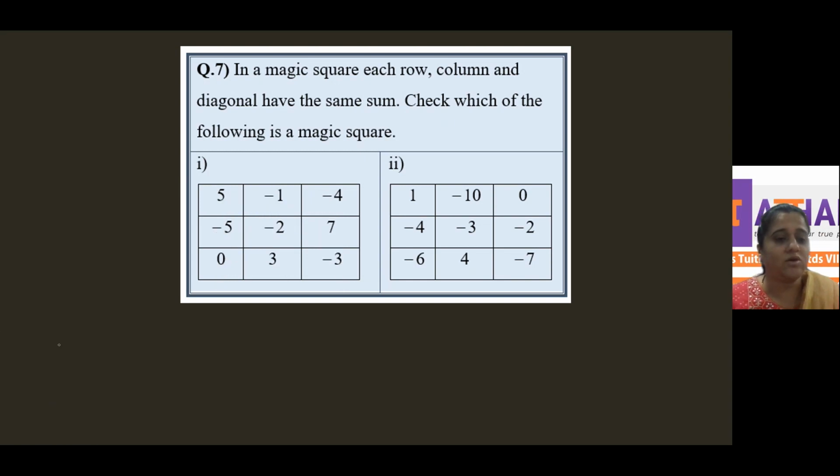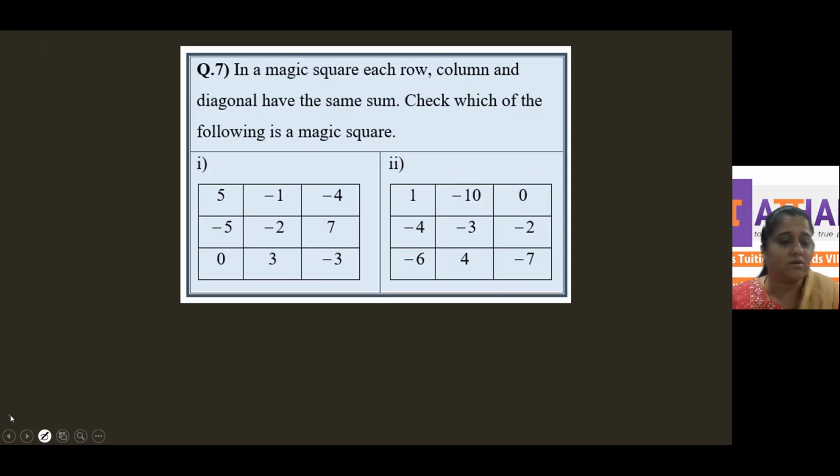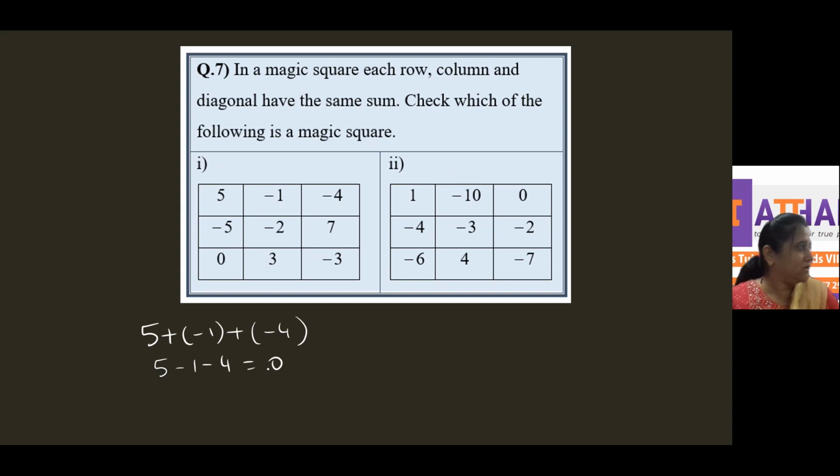Okay. So how should you present the answer? I'll tell you orally now. You should write sum of the numbers along the first row. So it will be 5 plus minus 1 plus minus 4, which is 5 minus 1 minus 4. So 0. Then write sum of the numbers along the second row. So minus 5 minus 2 plus 7, 0.